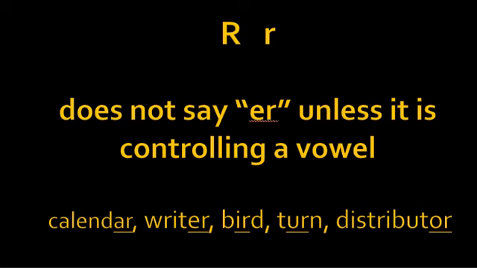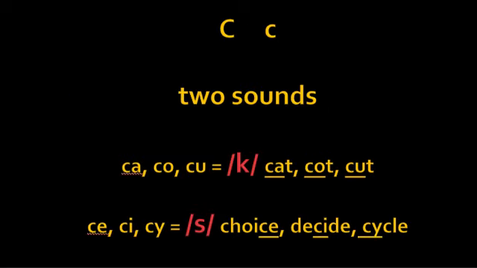R does not say "r" unless it is controlling a vowel, as in the words below. While AR most often says "ar" and OR most often says "or," they both can say other sounds.